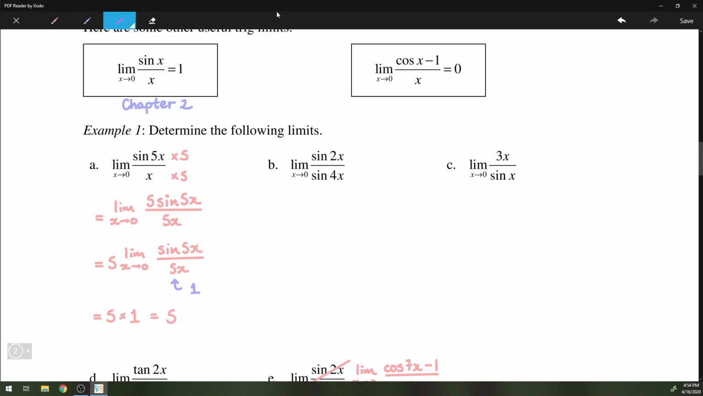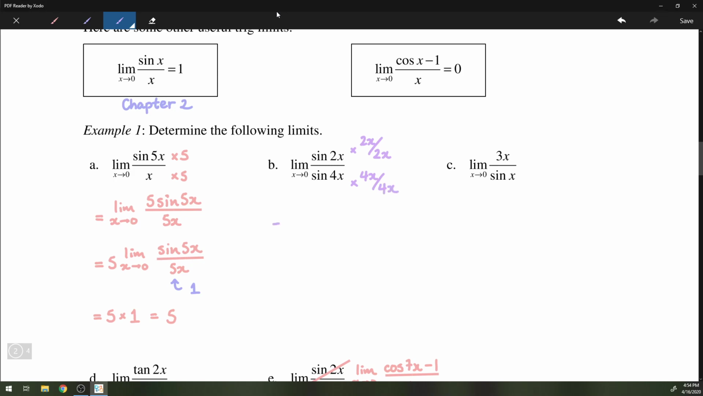Let's move on to the second example. We have here sine 2x over sine 4x. Now we don't have the x. In this case, we need 2x and 4x, so we're going to do something similar to example 1. We're going to multiply by 2x over 2x in the numerator. That's, of course, just 1, so that's okay. And likewise, in the denominator, we're going to multiply by 4x over 4x.